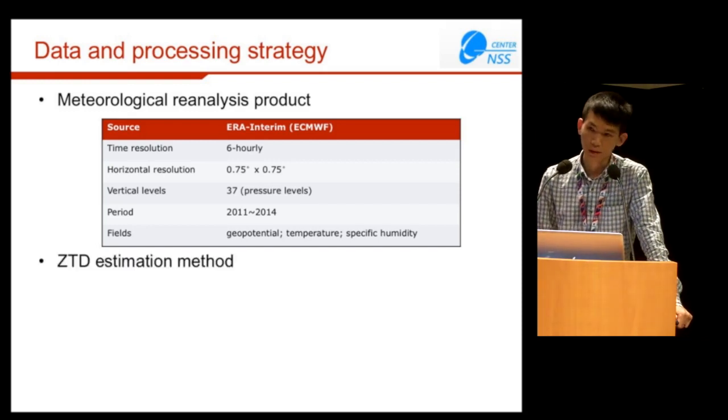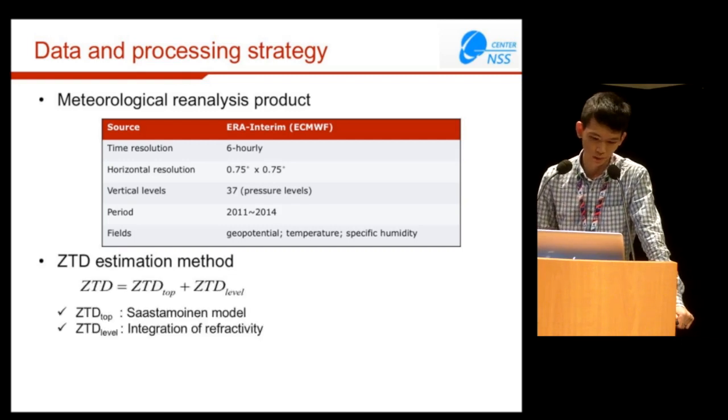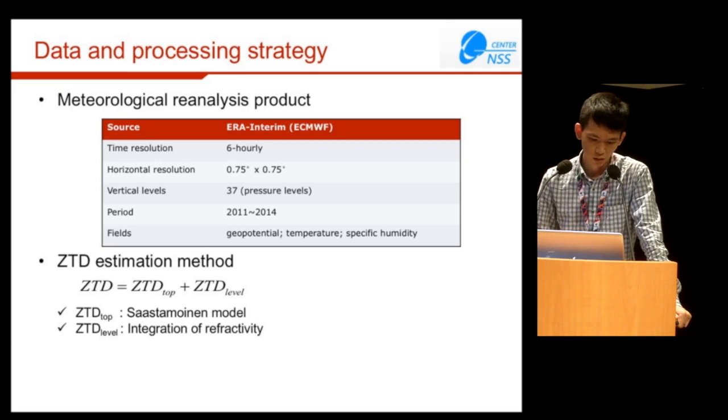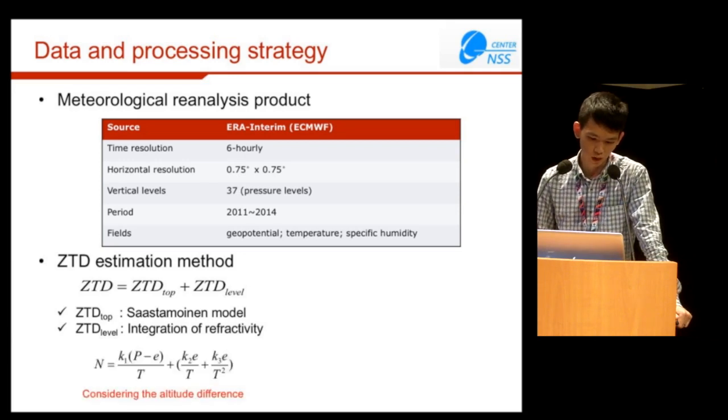The ZTD at a specific location from reanalysis can be divided into 2 parts. The first one is the part above the top level, and the second one is the part between the location altitude and the top level. The first part can be estimated by the Saastamoinen model, and the second one can be calculated by integration of refractivity. Of course, we need to consider the altitude difference between the user location and the bottom level.